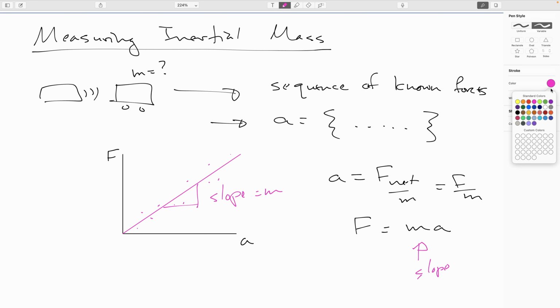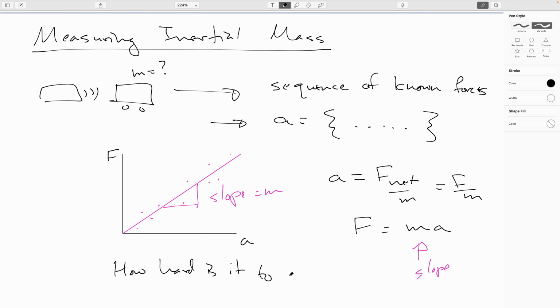And what I will have done is I will have measured the inertial mass, which is how hard is it to change an object's velocity. And so that's what this mass is telling me.